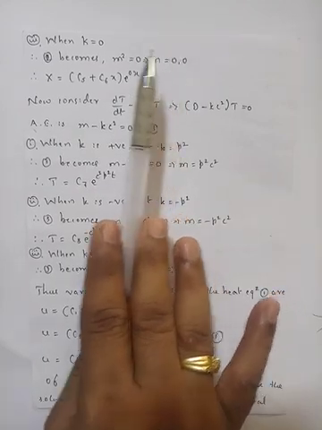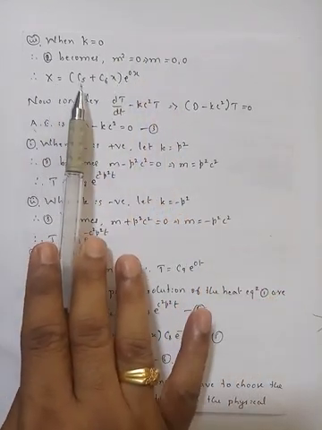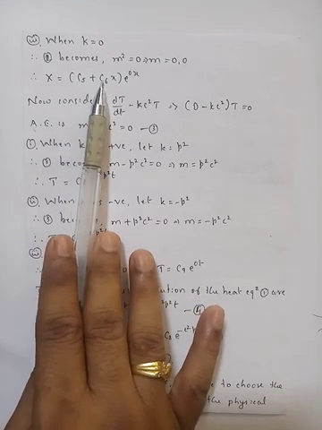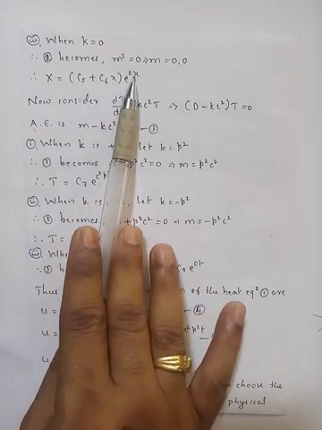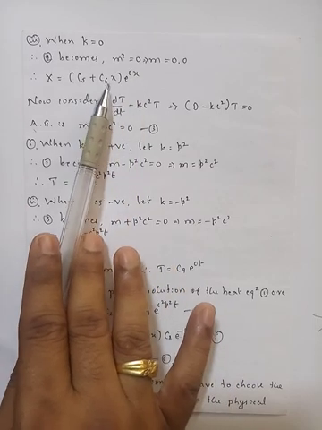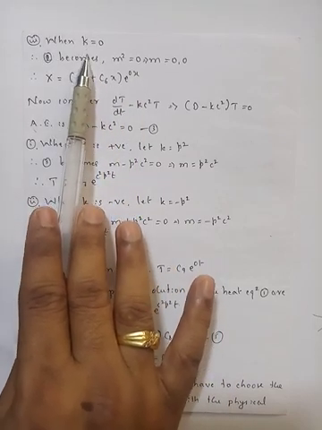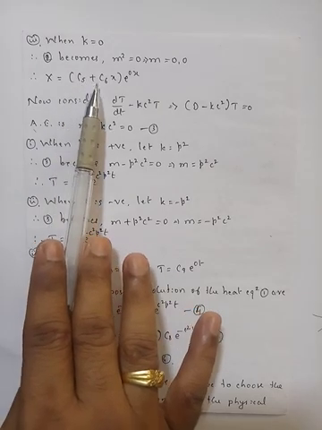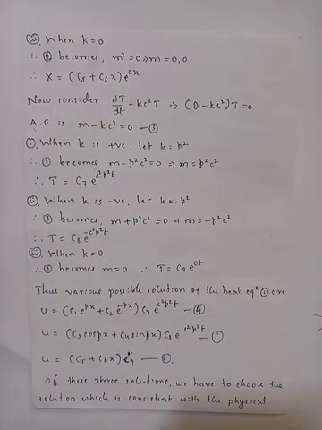For real and equal roots, we write the solution as x equal to c5 plus c6 x into e to the power 0x. So this is the solution when k equal to 0. Likewise, for three different cases, we got three different solutions for x.